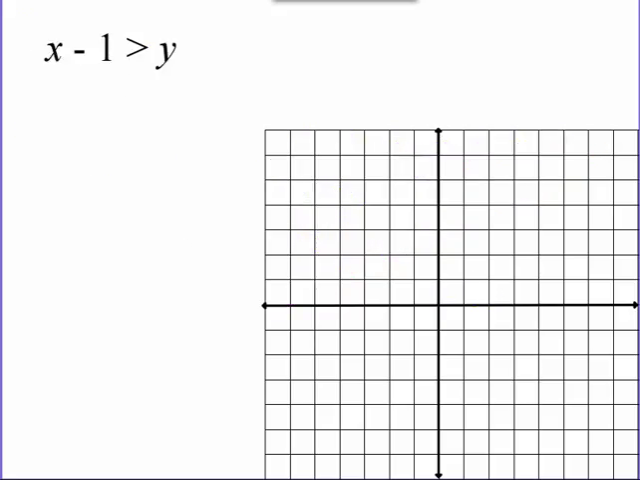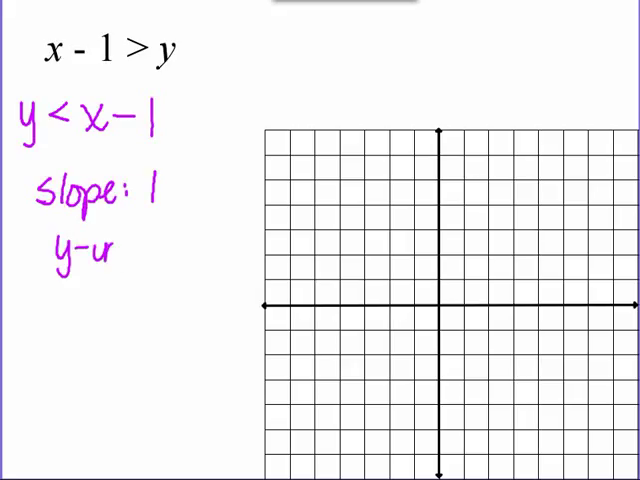Let's look at this one. x minus 1 is greater than y. Is that in slope-intercept form? No. If you flip it around, it is. If you are confused, you could write it this way, and that's the same thing. Okay. What's your slope? 1. What's your y-intercept? -1. Very good. And so, where do I start? -1. A slope of 1 means you do what? Up 1 over 1.